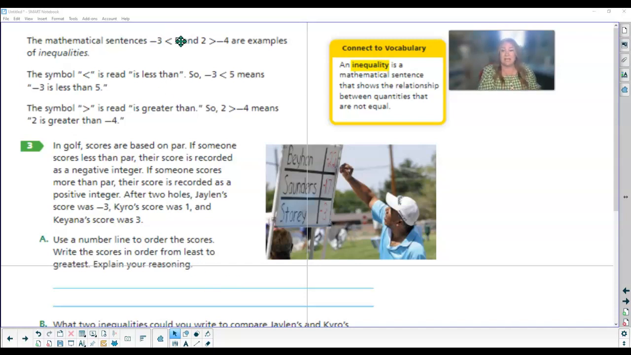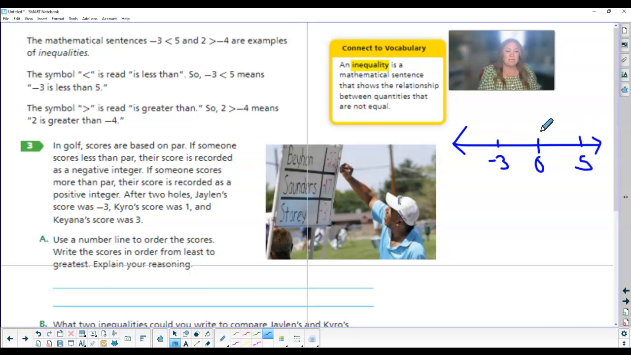-3 is less than 5. If I'm looking at that on a number line, here's 0, right? -3 would be over here. 5 would be over here. This way is always smaller. This way is always bigger. Right is bigger. Left is smaller.